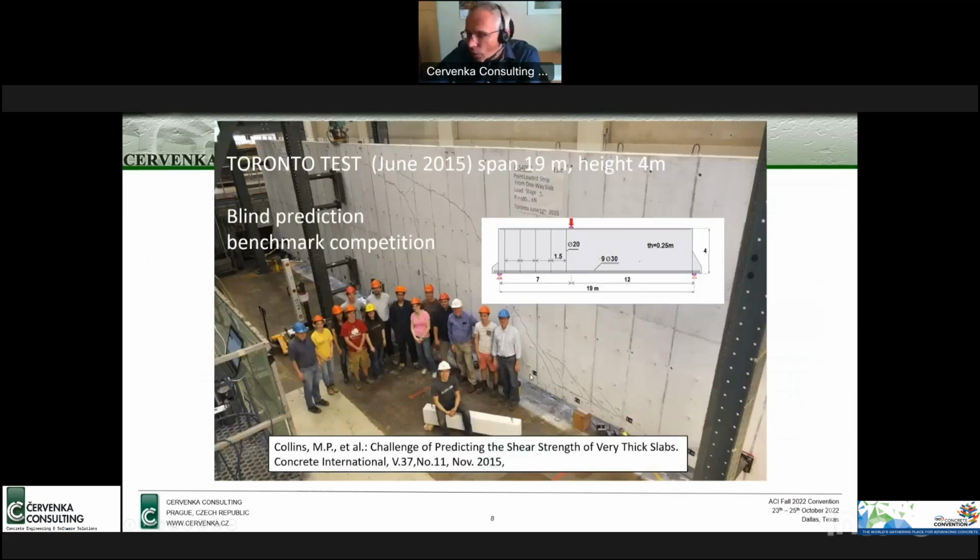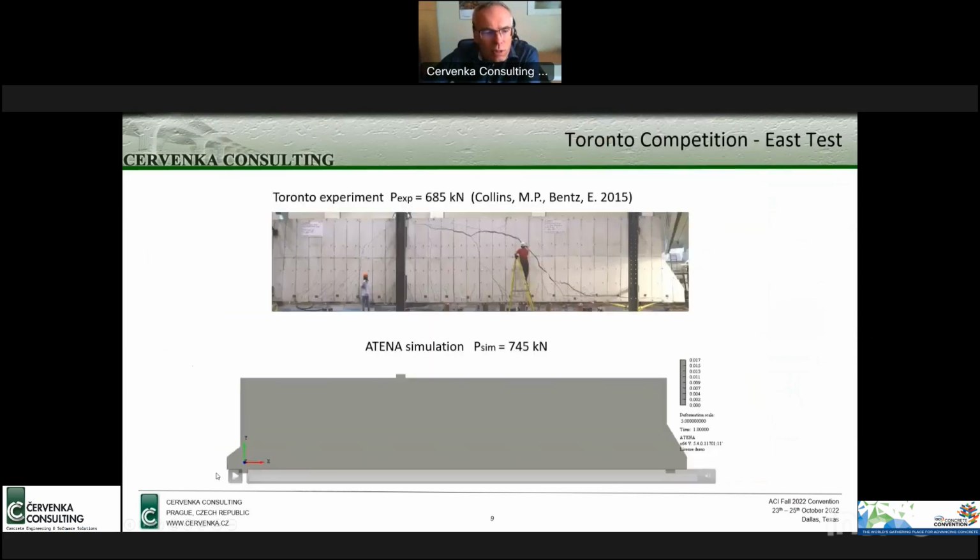Maybe I mention now some of these blind competitions, more recent ones. So one from 2015, the famous Toronto beam, a very large beam. I am not going to spend too much detail on this because I think it is quite famous. Let me just briefly show some simulation results of a nonlinear simulation and how it can predict well the cracking pattern and also the load carrying capacity.